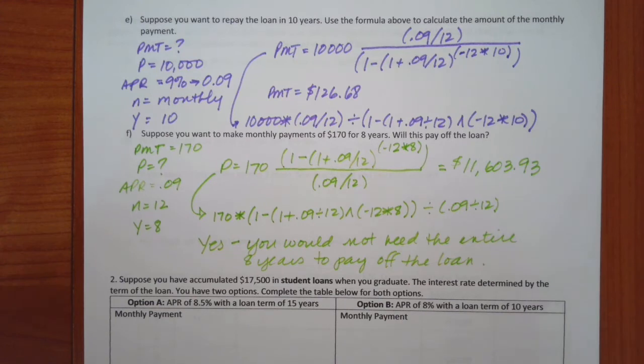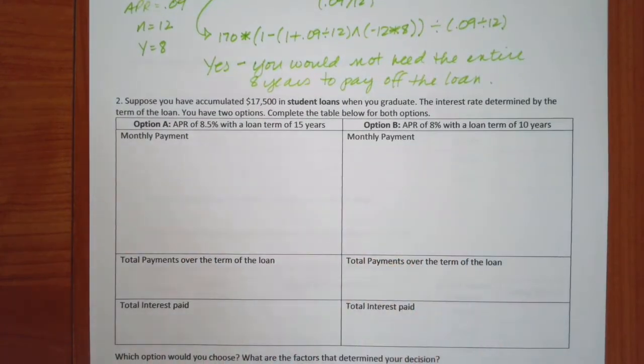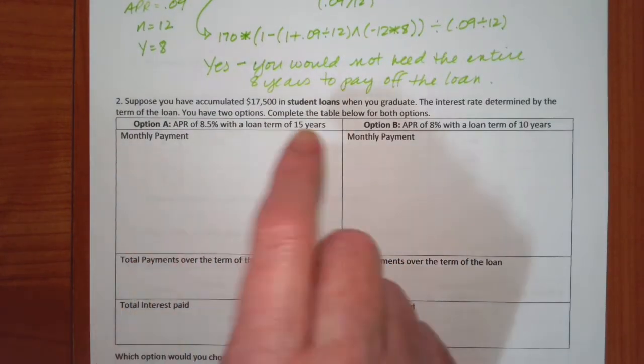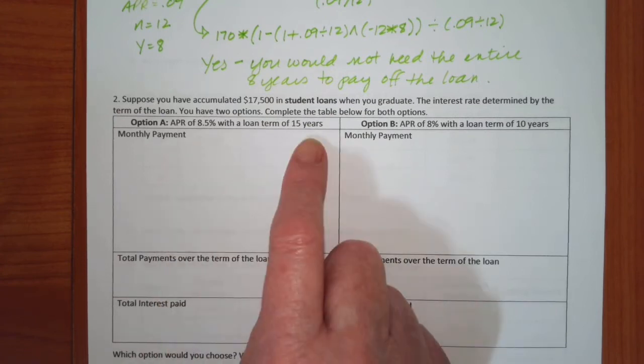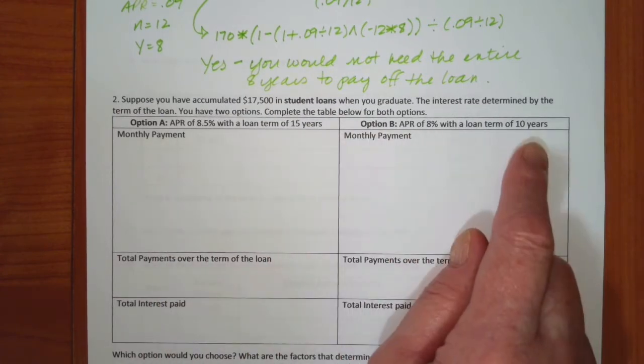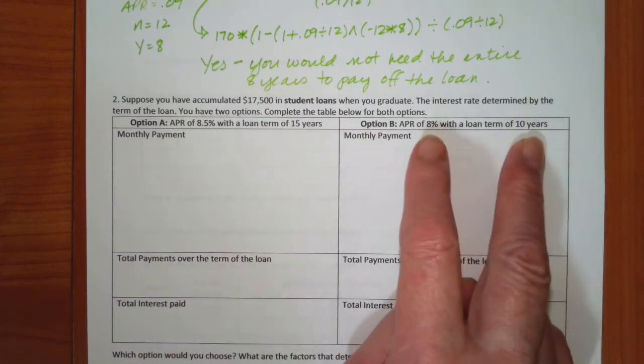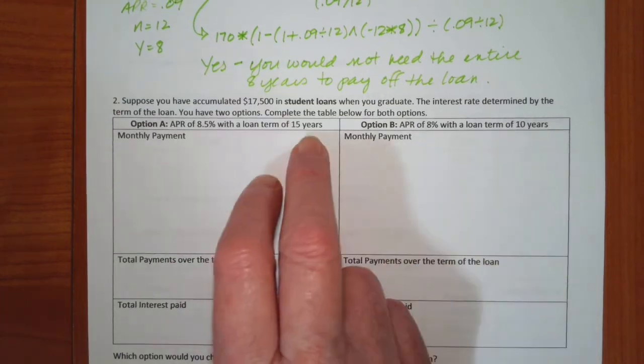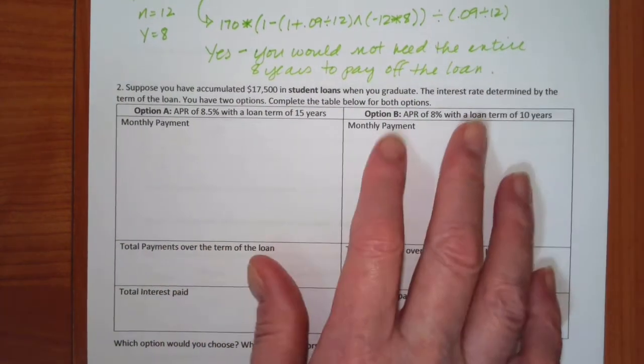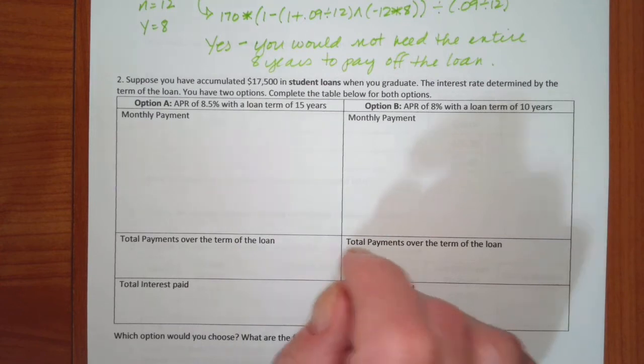All right, so suppose you have accumulated $17,500 in student loans when you graduate. The interest rate is determined by the term of the loan, and you have two options. Now, this is very common in finances. Notice here is 8.5% for 15 years, 8% for 10 years. The shorter the term, the lower the rate. The longer the term, the higher the rate. That isn't always the case, but that's very common.